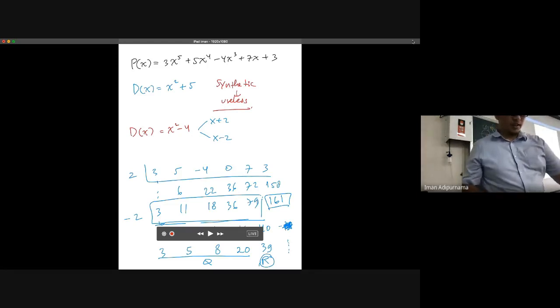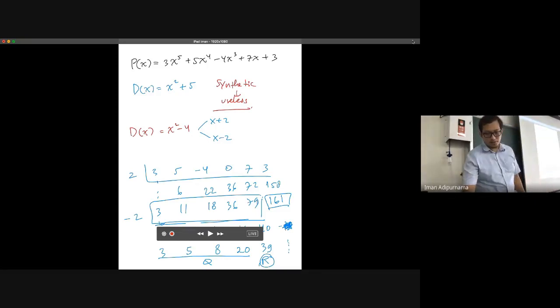Okay, I think we'll stop here. We still have several theorems regarding polynomials. Some sections we will continue next week.